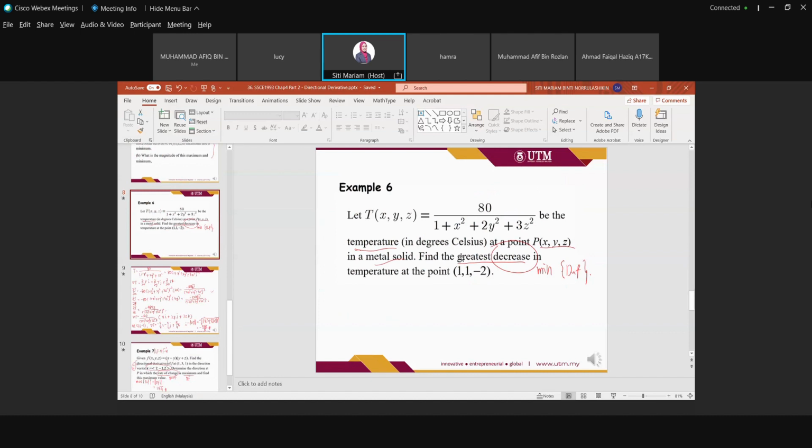Okay. Now for example 6. This is an application question. Let T equal to this one. This is the function of temperature in degrees Celsius at point XYZ in a metal solid. So find the greatest decrease. Decrease, you know, is the minimum. Greatest decrease means our answer is in terms of numbers, a value, not a point. So you have to find the magnitude. Find the greatest decrease in temperature at (1, 1, -2). Boleh buat tak soalan ni?